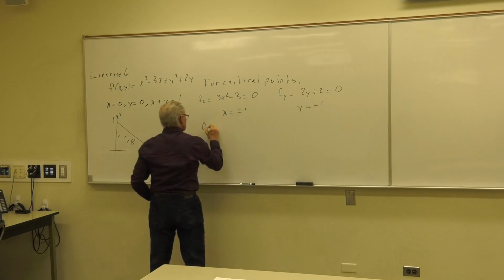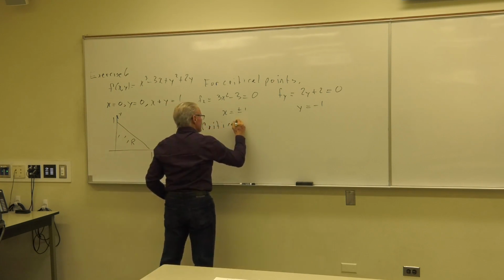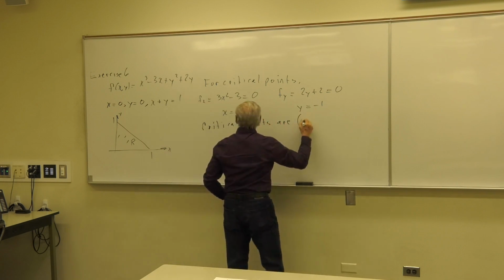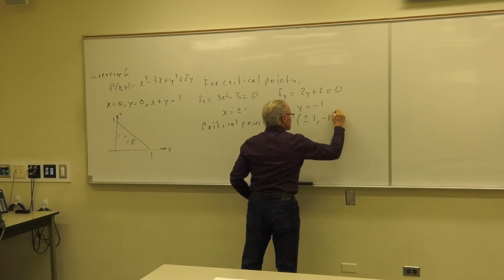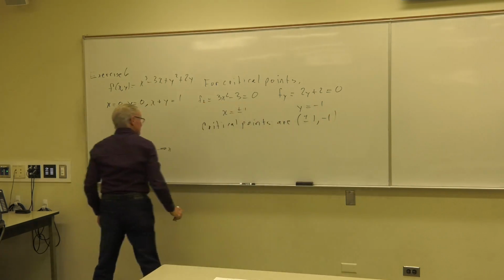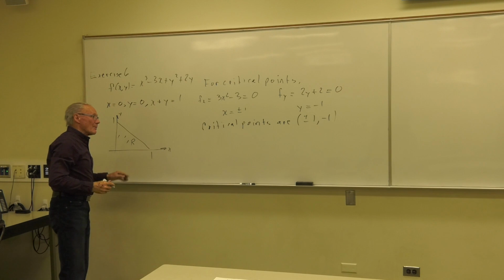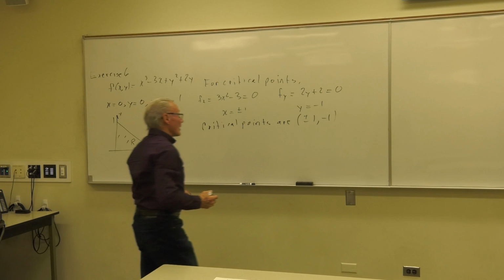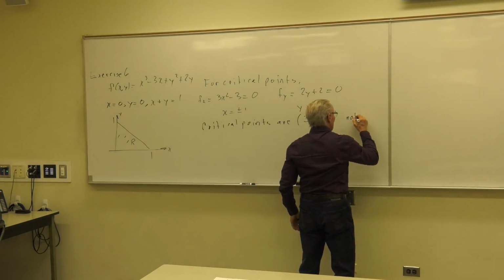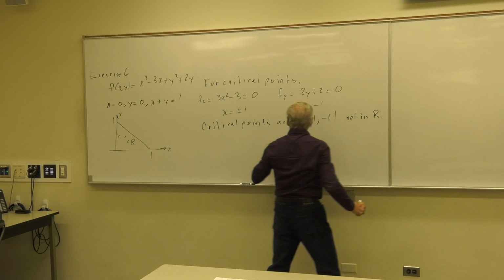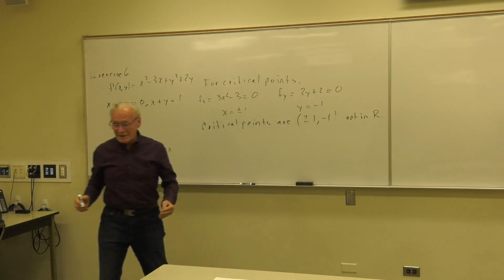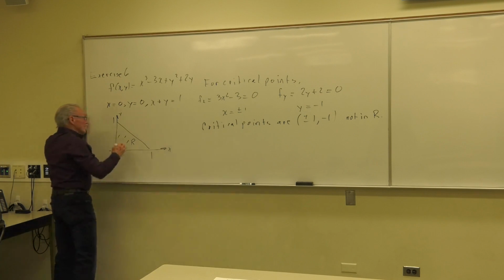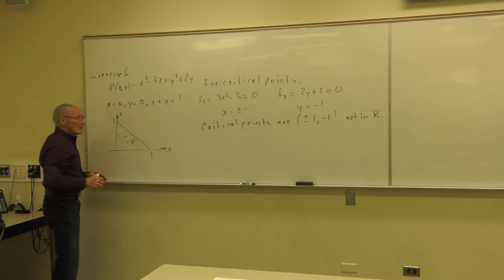So the critical points are plus or minus 1 and minus 1. Since y is negative, they are not under consideration. They do not lie in R. So we don't have to evaluate the function at any critical points inside the region. There aren't any. Which means the maximum and minimum values are going to occur somewhere on the edge.